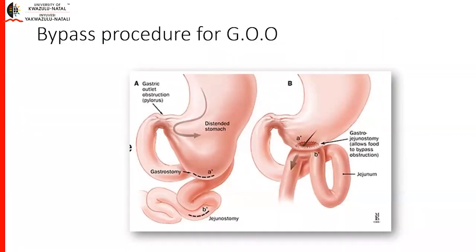Then it may not be possible to do the pyloroplasty. It may not be possible to do the resection. Patient is in a poor condition. You want to do as little as possible. And you may consider doing what is called a gastric bypass procedure or a gastrojejunostomy, where you're going to anastomose the side of the stomach to the side of the jejunum. Right? And this allows the food to pass directly into the small bowel and allows this area to heal. Okay, so those are the three categories of operations that can be done for gastric outlet obstruction.